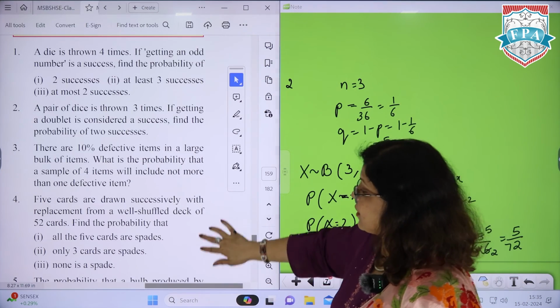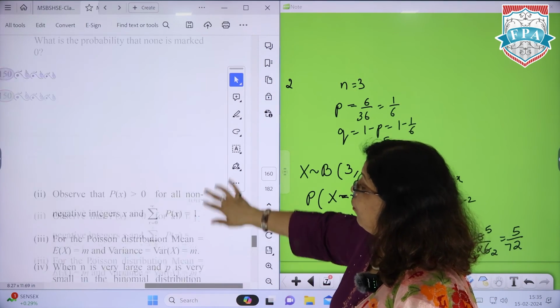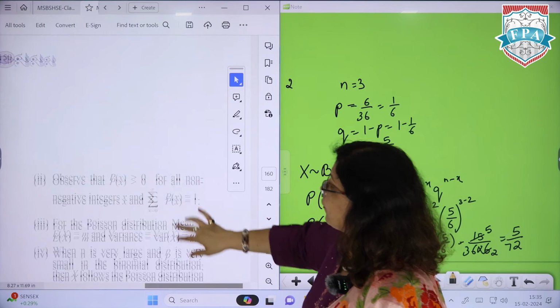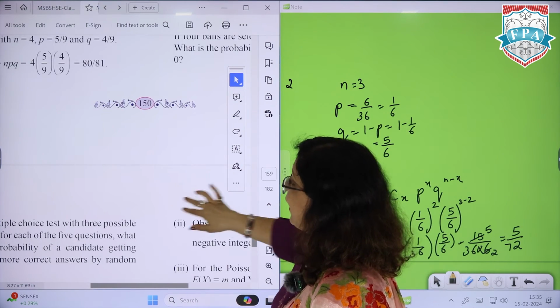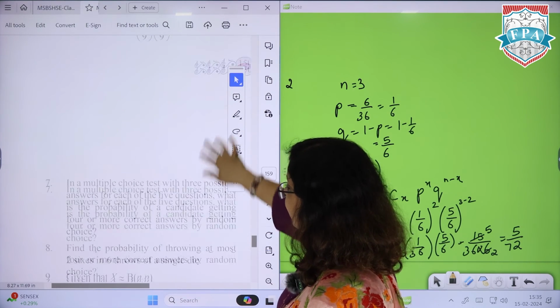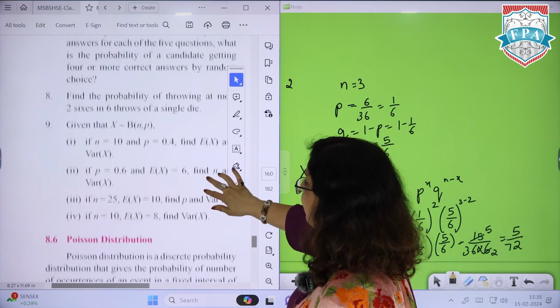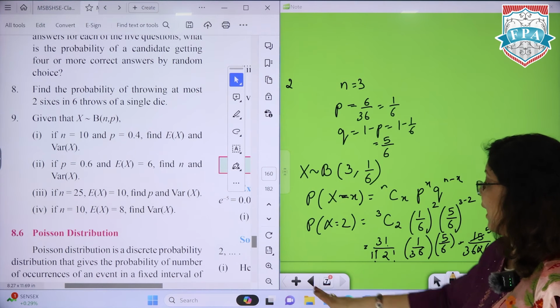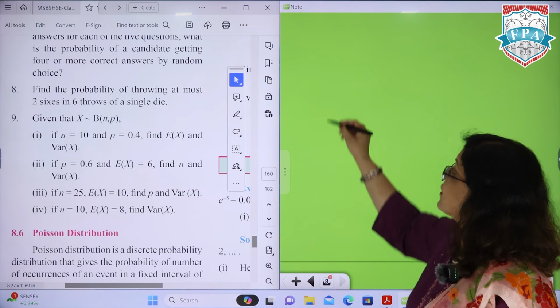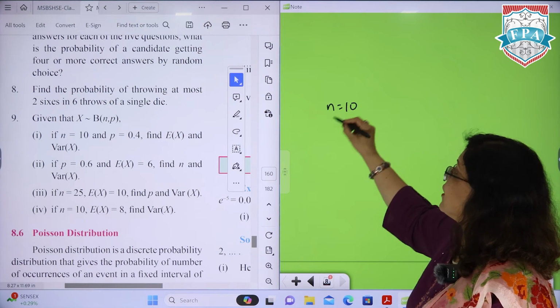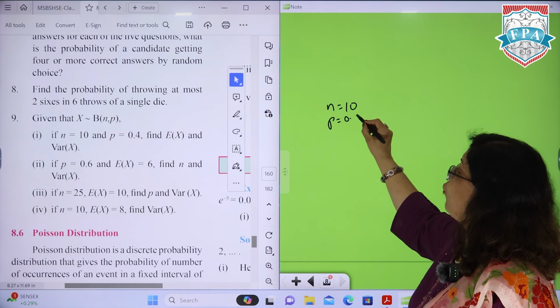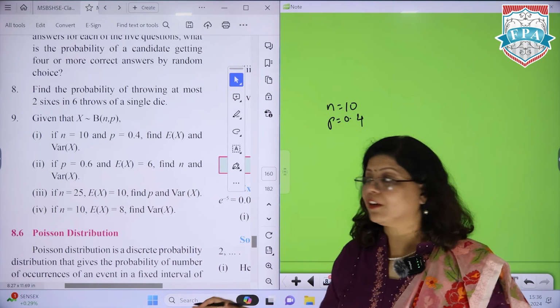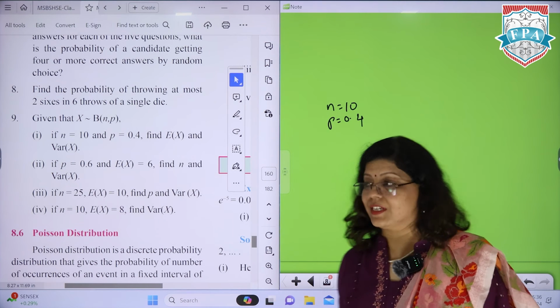One more question, let's take, for the values of expected value of x. Now here, given that X is B(n, p), n is 10. Question number 9 I'm talking about. N is given to you as 10, p is 0.4. You have to find out the expected value of x and the variance of x.